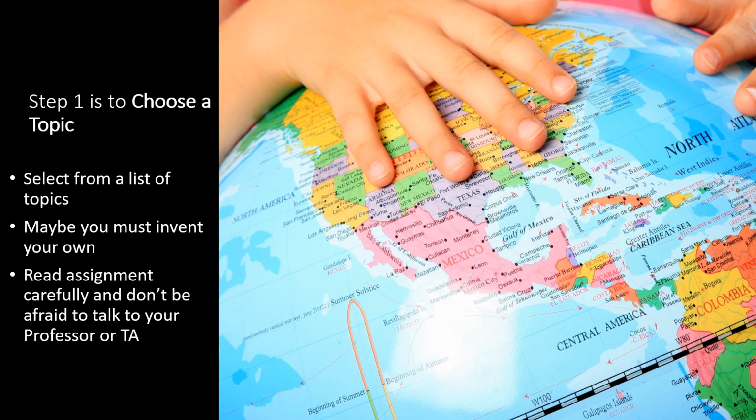Step 1 is to choose a topic. Maybe there's a list of topics for you to choose from, or maybe it's been left to you to invent your own. In both cases, read the assignment carefully and don't be afraid to talk to your professor or TA about your ideas.